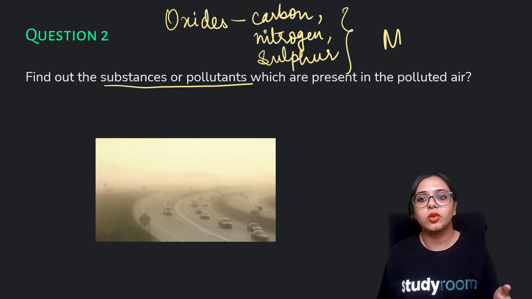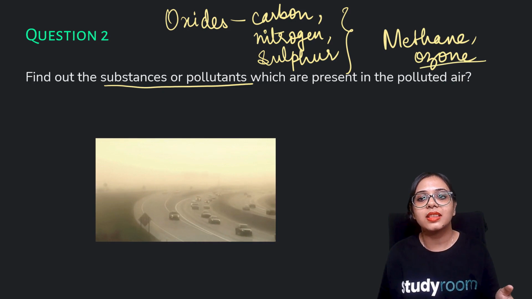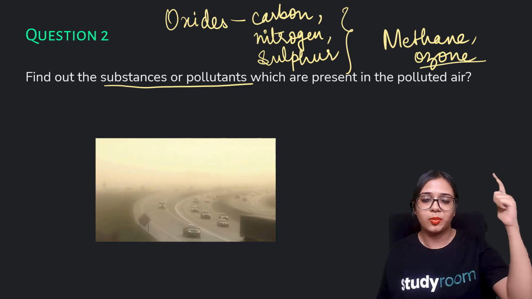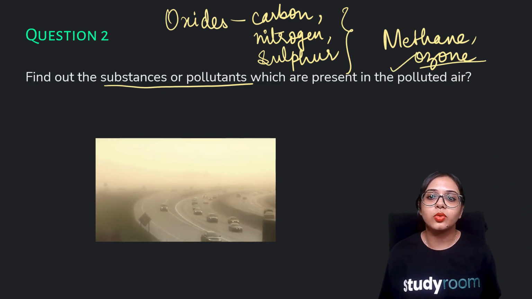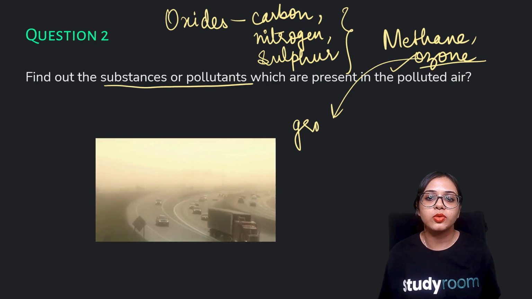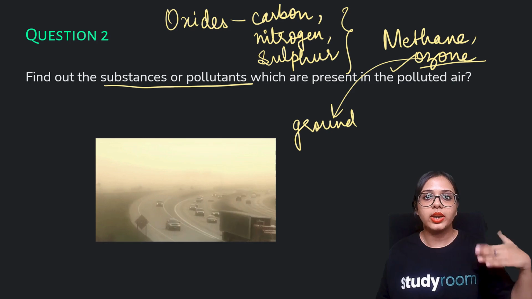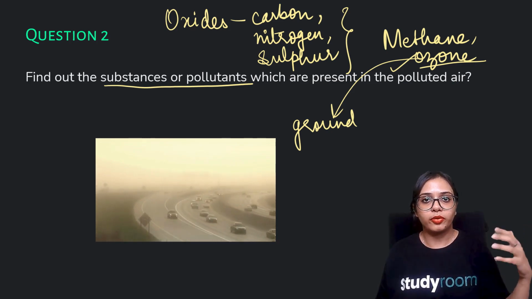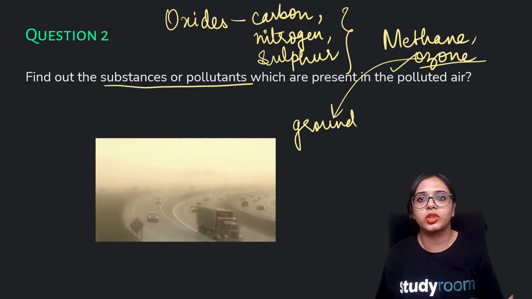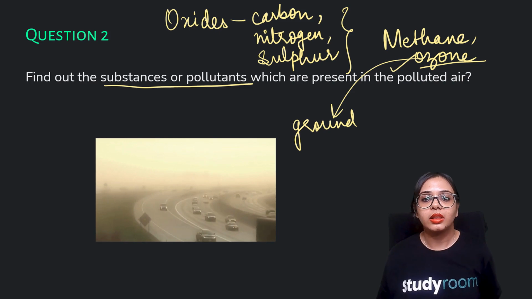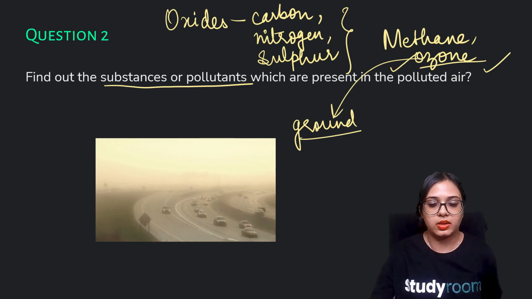And apart from the oxides, you also have other compounds such as methane and ozone. Ozone is a gas that is present in the uppermost part of the atmosphere that protects us from the harmful ultraviolet radiation of the sun. But when this ozone comes to the troposphere, the lowermost part of the atmosphere through which we inhale air, oxygen and other substances, it can cause damage, because ozone gas is very poisonous for us.